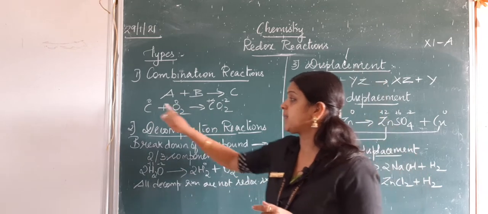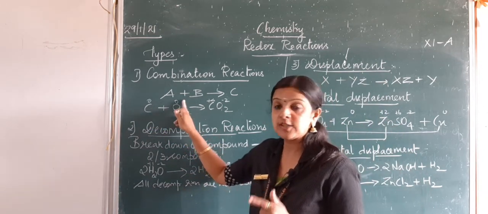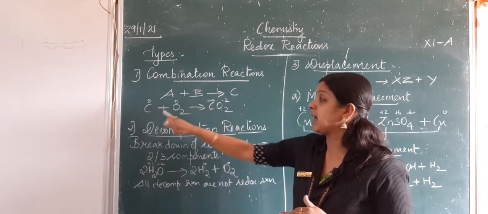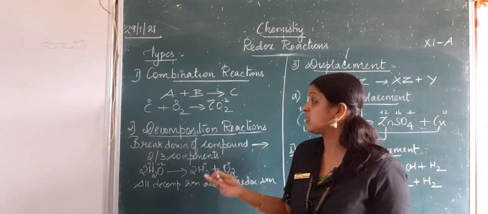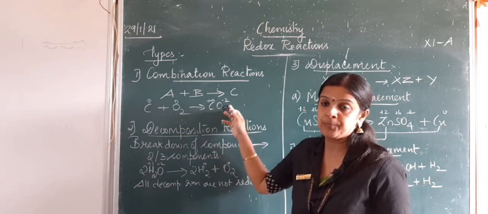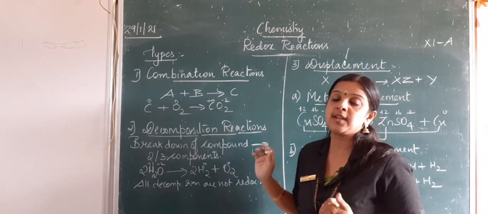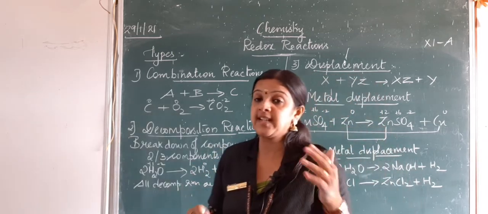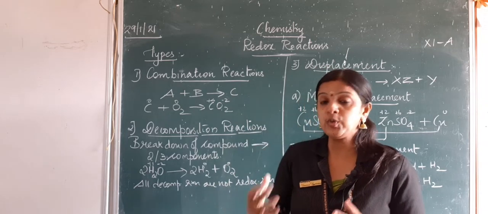Here, carbon bears an oxidation state of 0, and oxygen is also 0. Once they form the product, carbon loses electrons to become +4, and oxygen gains those electrons to become -2. -2 into 2 is -4, so the total oxidation number becomes 0. This is an example in the textbook. Every reaction has been given several examples for you to learn.